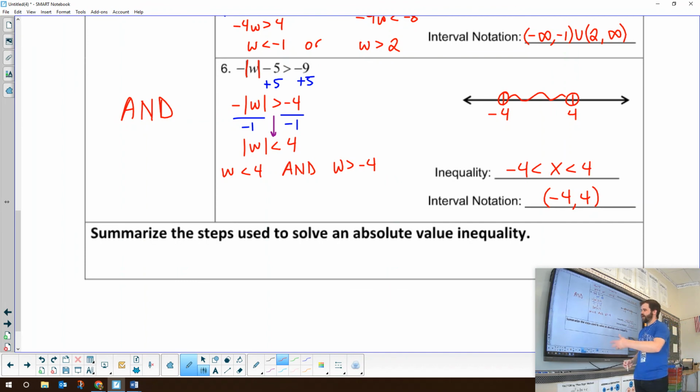Okay, so at the end here, I want you to think about the steps to solve an absolute value problem. First step, isolate the absolute value. Second, decide if it's a less than or a greater than, so you know if it's going apart or coming together. And then just split it up, get your two answers, and put it on the graph.